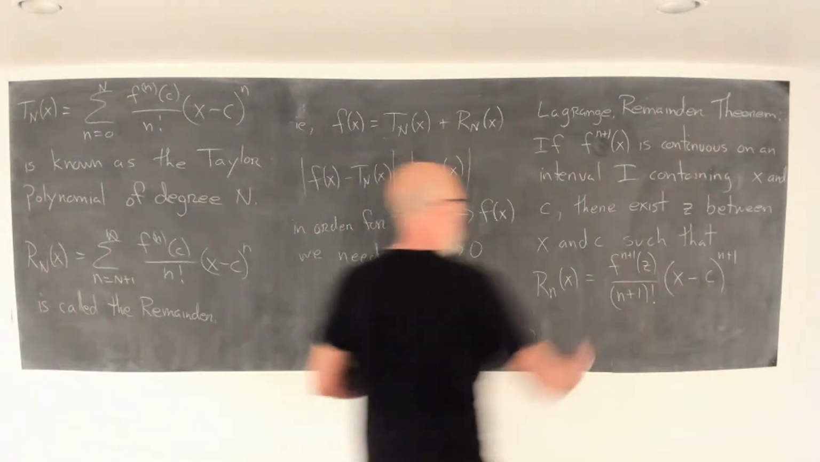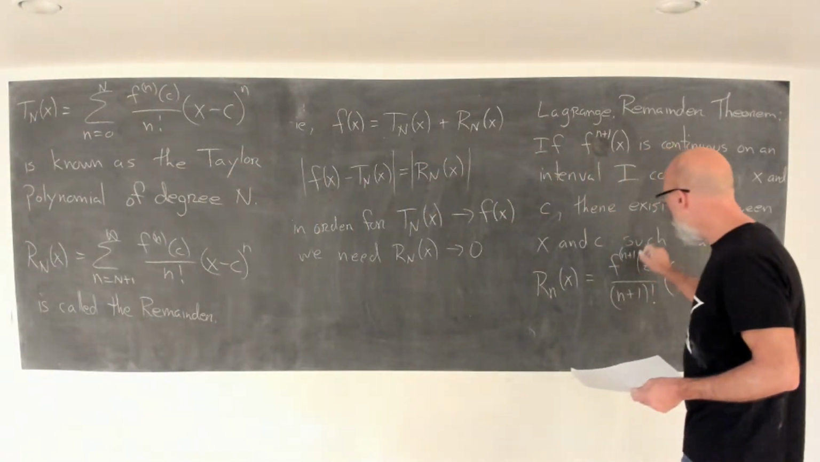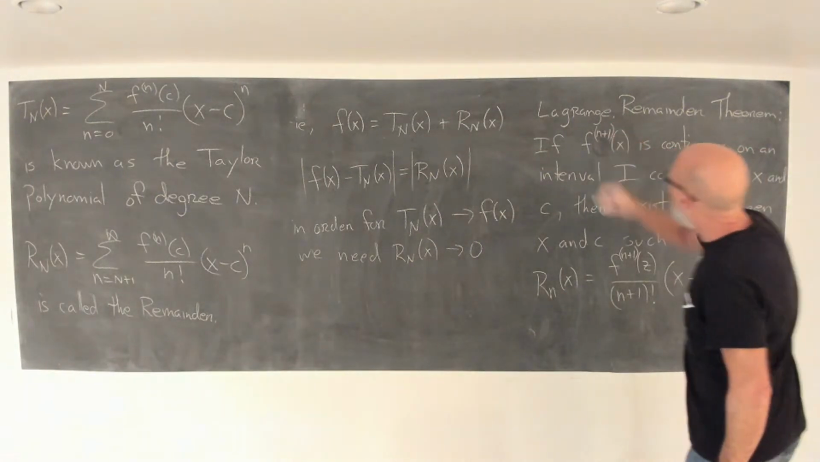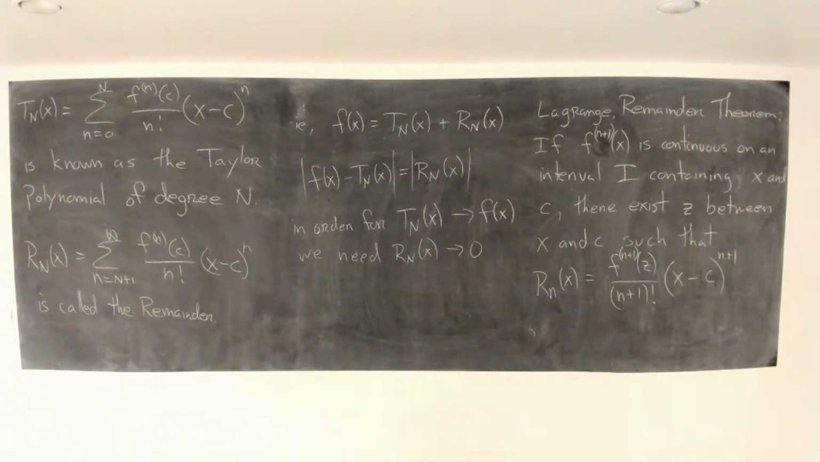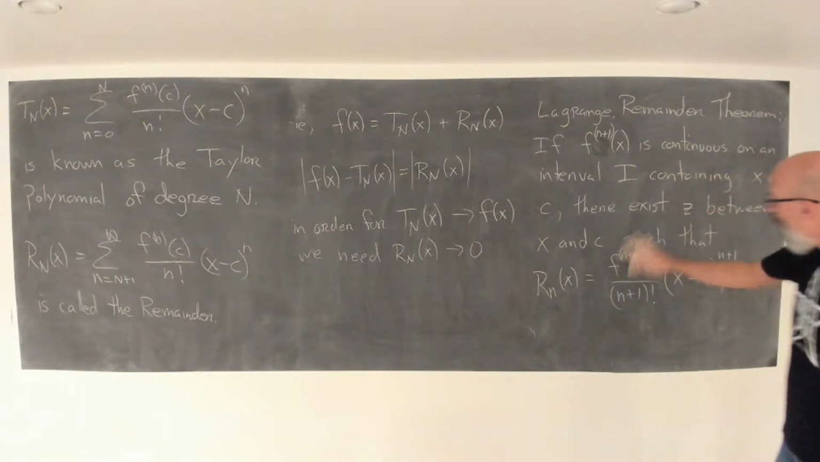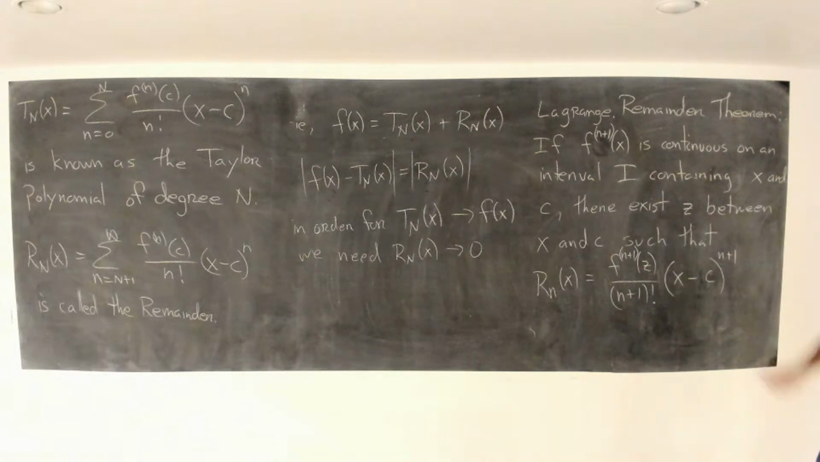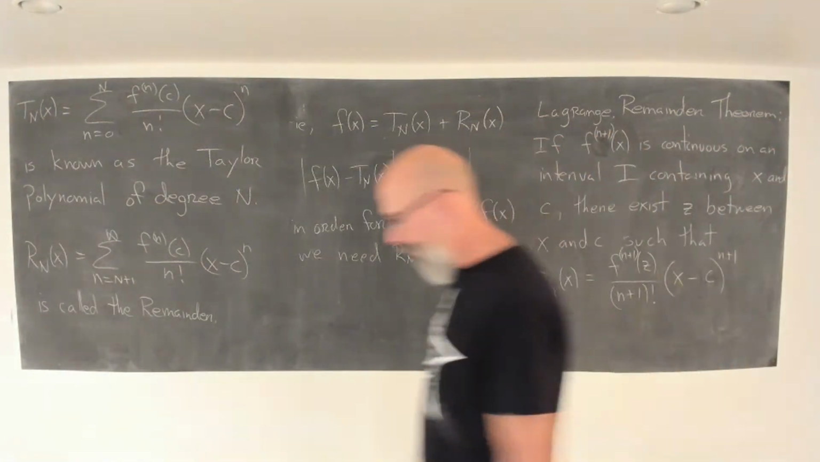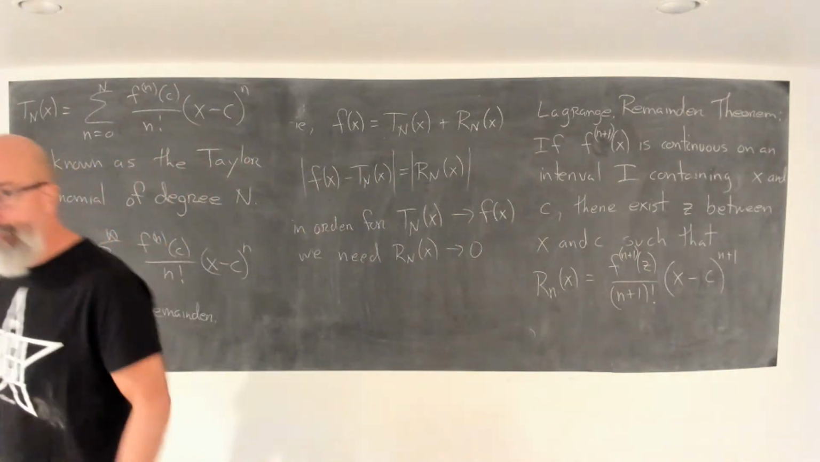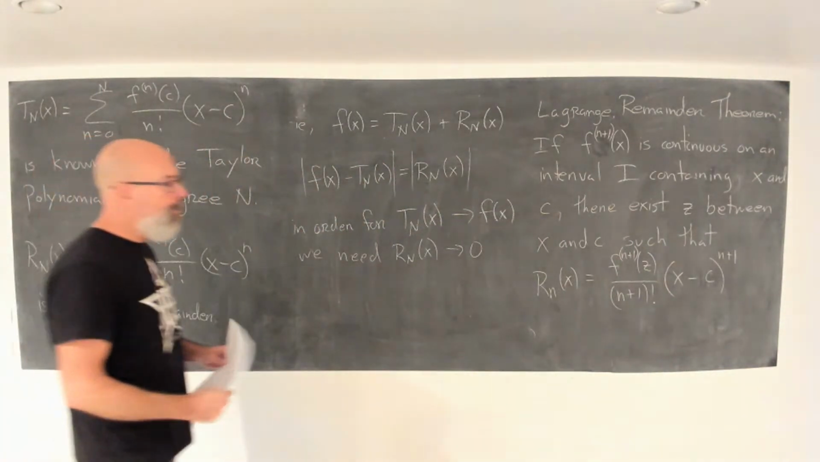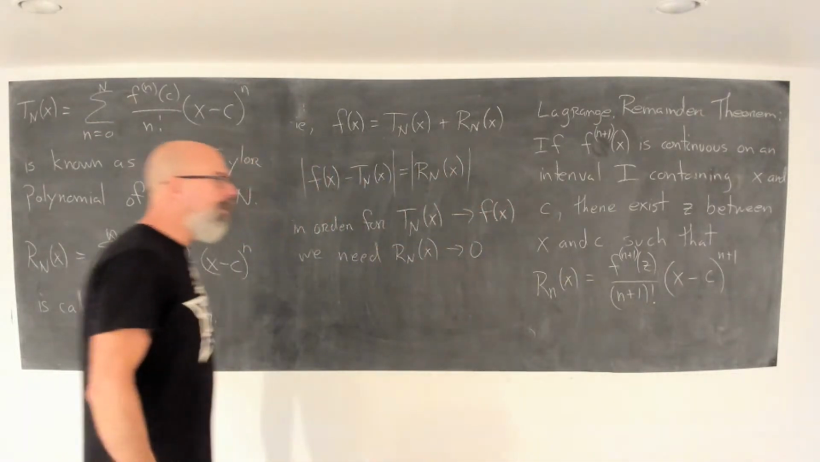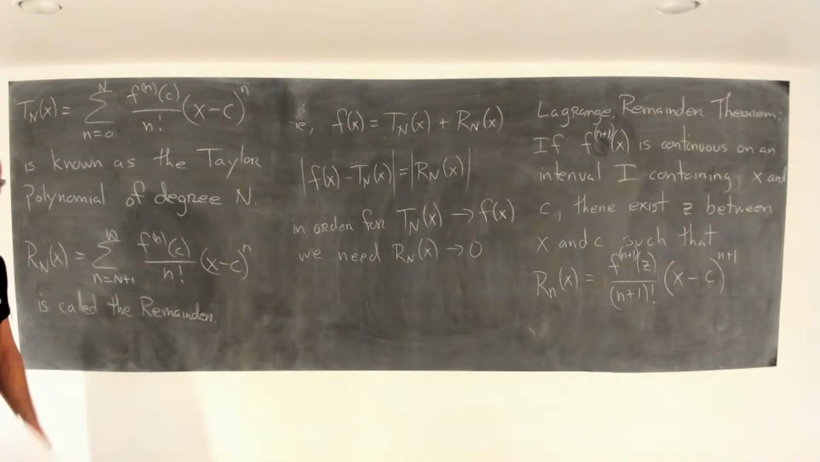Thank you. We mean the n plus 1 derivative here. So if the n plus 1 derivative is continuous, then your remainder has this form for some z between x and c. It's really an application of the mean value theorem. I'm offering it without proof, but if you remember the mean value theorem, you have this point existing in the interval. That's what's happening.